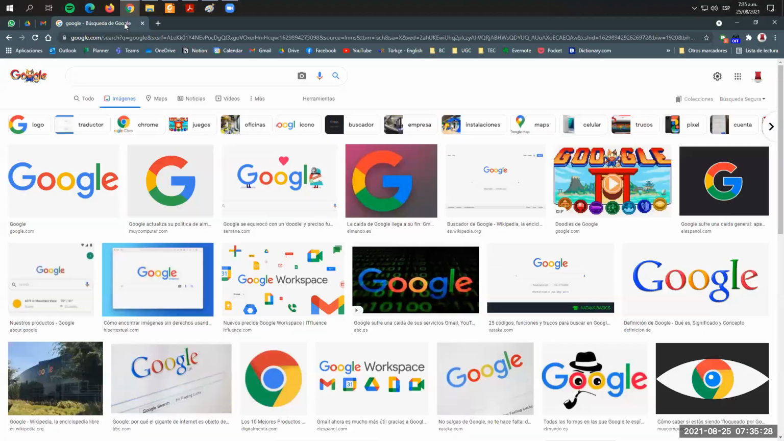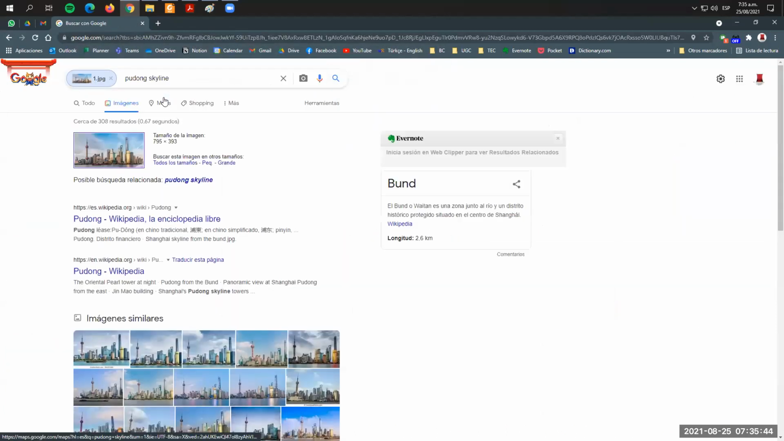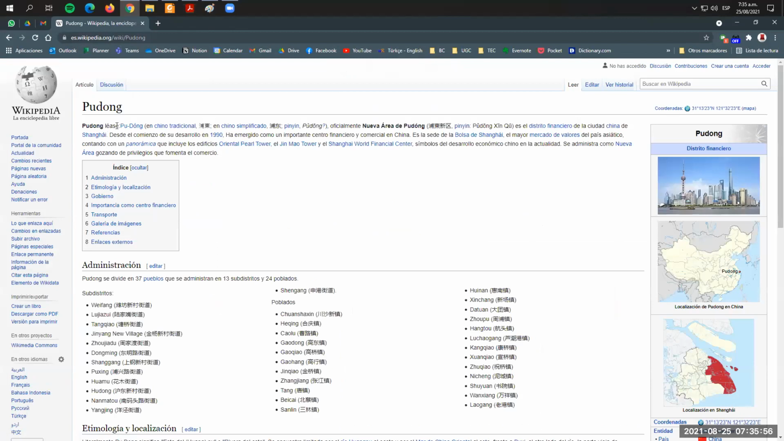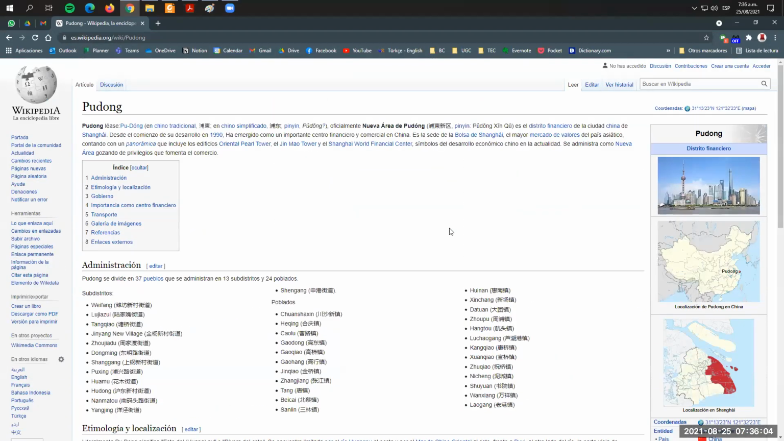And then you just go to Google, right? So if you are right here on Google, you can simply upload the picture. You click on this camera icon here, you upload the picture that I saved, which was that one. And that's it, right? That's it. So for instance, in this case, we know that this is a district in Shanghai, which is called Pudong Skyline. That's how they call it, you see? So this is in Shanghai, and we get all this information out of that picture.